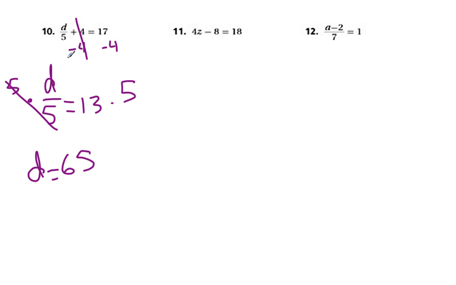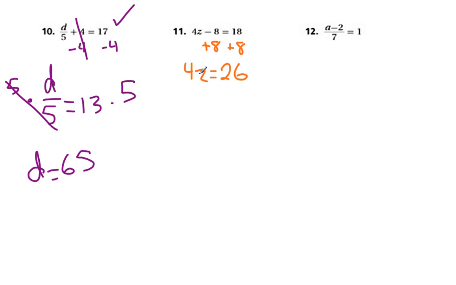Okay. And we can check that. 65 divided by 5 is 13. 13 plus 4 is 17. So yay. Alright, next one. Try out some of our new colors here. New year, new colors. So again, get rid of this plus or minus first. Plus 8 plus 8. So we get 4z equals 18 plus 8 is 26.